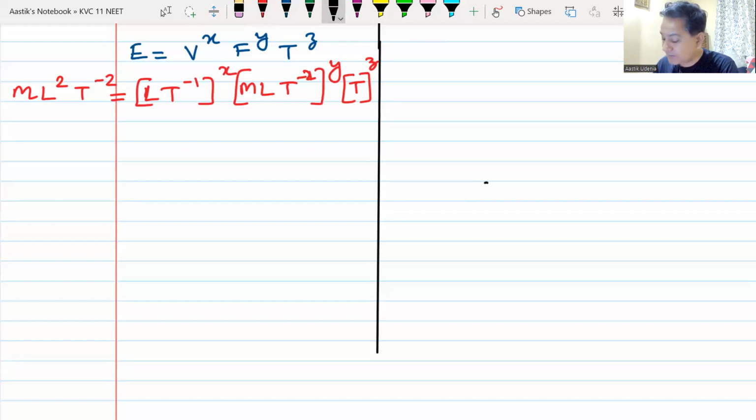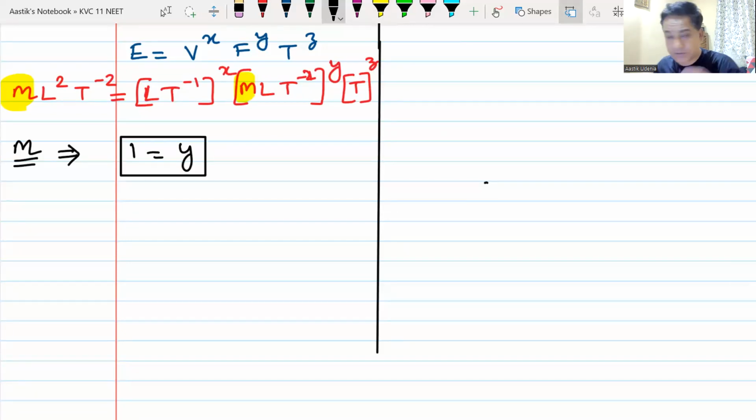We will start with the coefficients of M. Looking at the coefficients of M on both sides, the yellow ones are the coefficients of M. And what do we see? On the left hand side, we have 1. And on the right hand side, we have Y. So straight away, we got the value of Y as 1. Do we understand this? Y is simply 1.